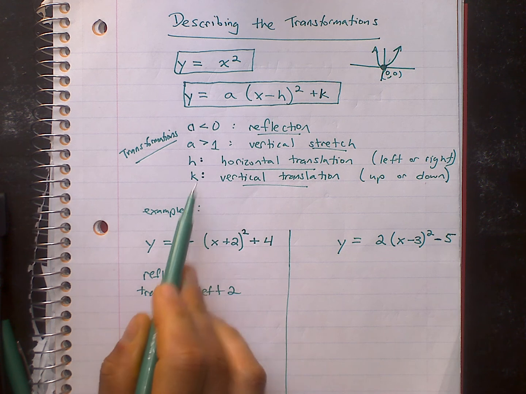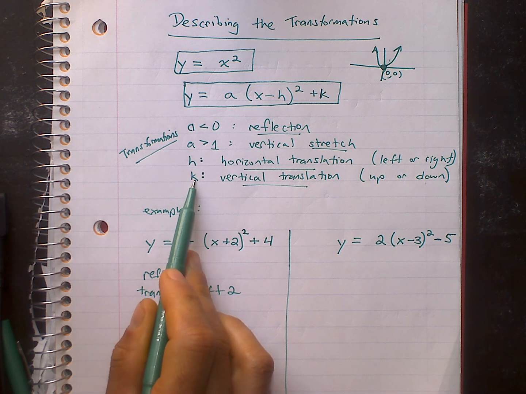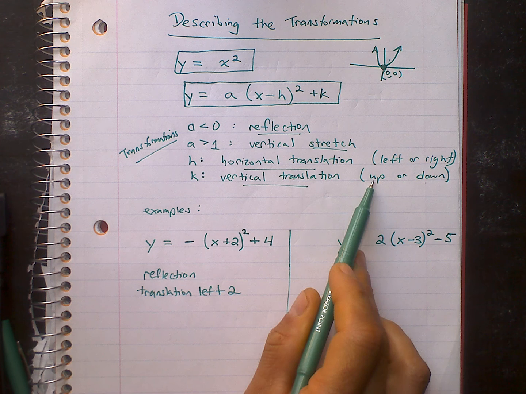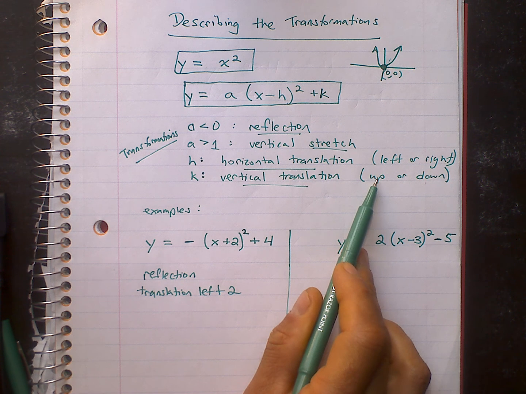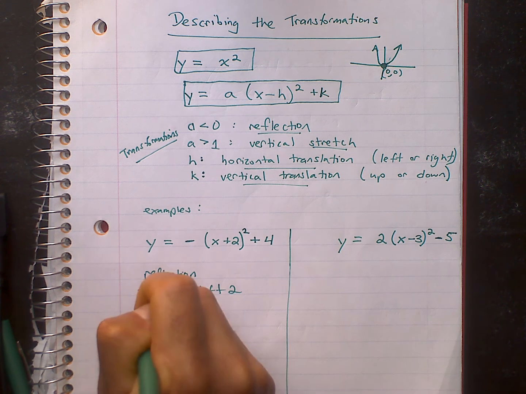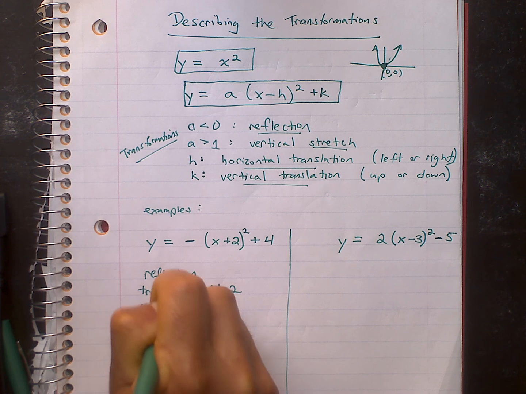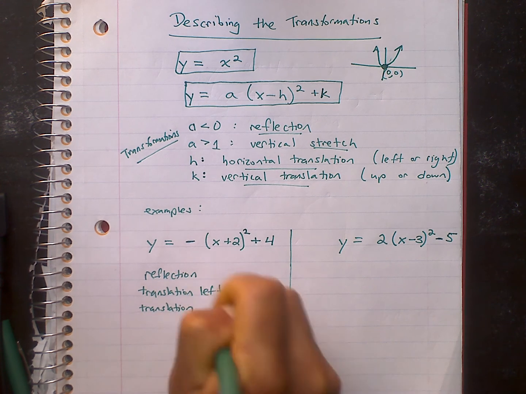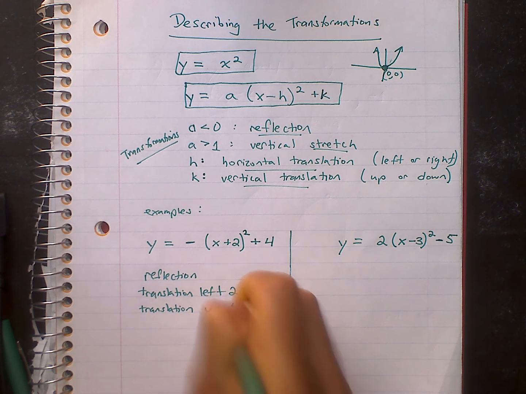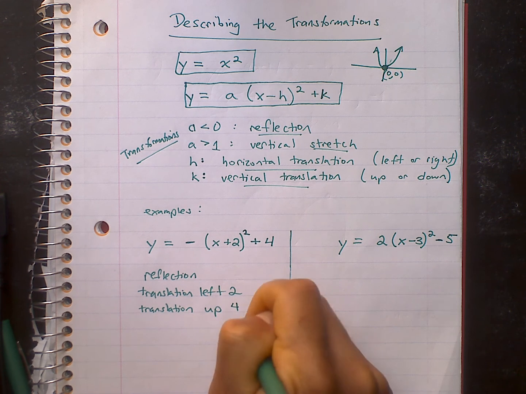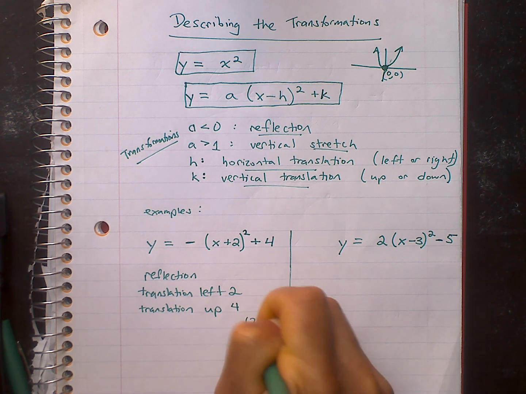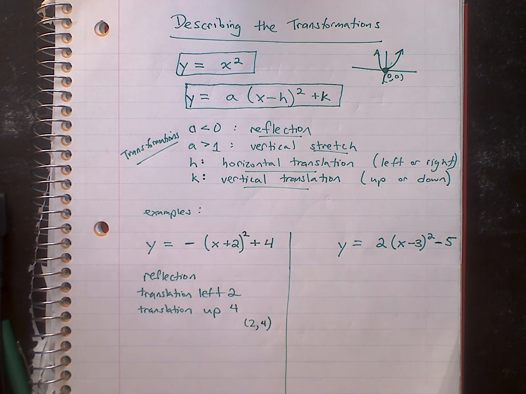The k value is plus 4. And that is in charge of moving the y value of the vertex up or down. So this one will be moving up because it's saying plus 4. So I'm going to write down translation up 4. In other words, the vertex is (negative 2, 4). That is not any different than what we did in last lesson when we were sketching the parabolas, which is how I want to finish this problem.